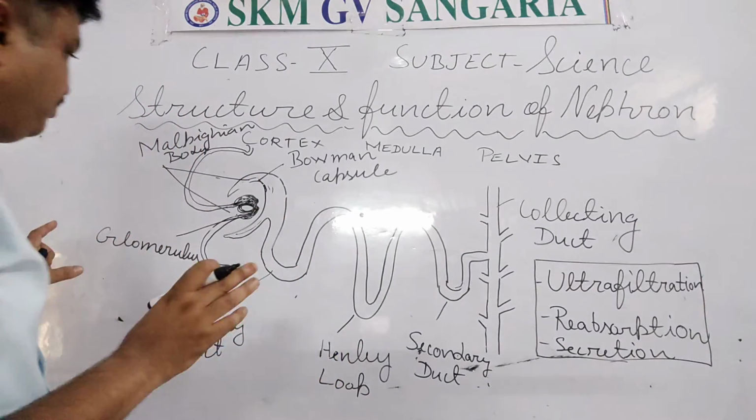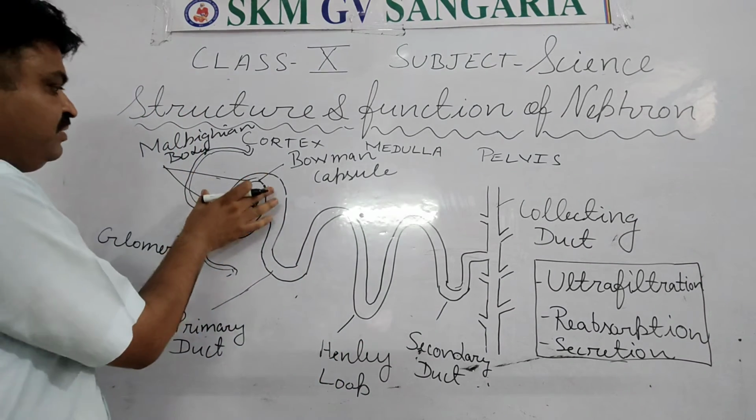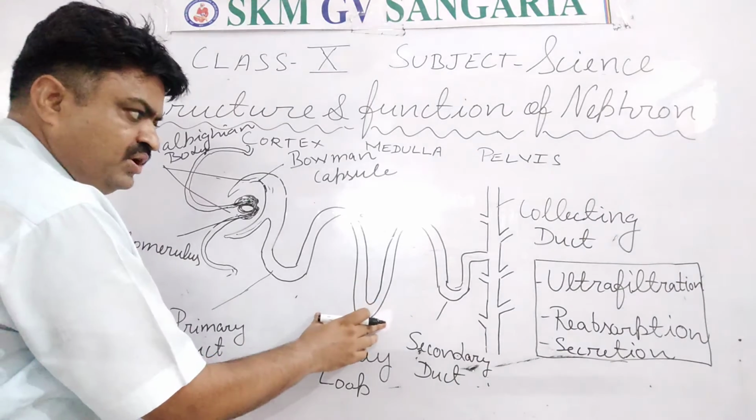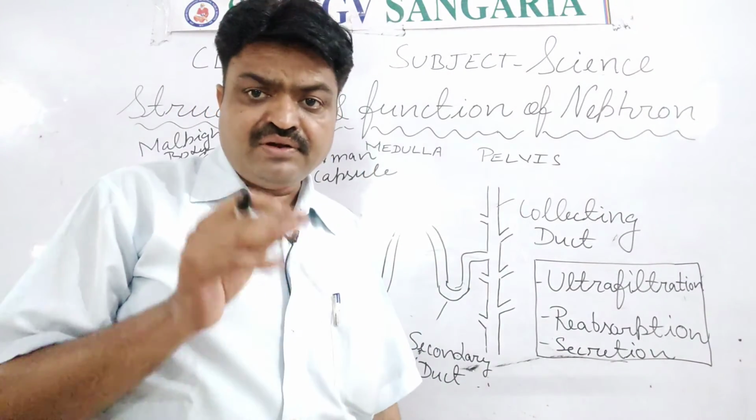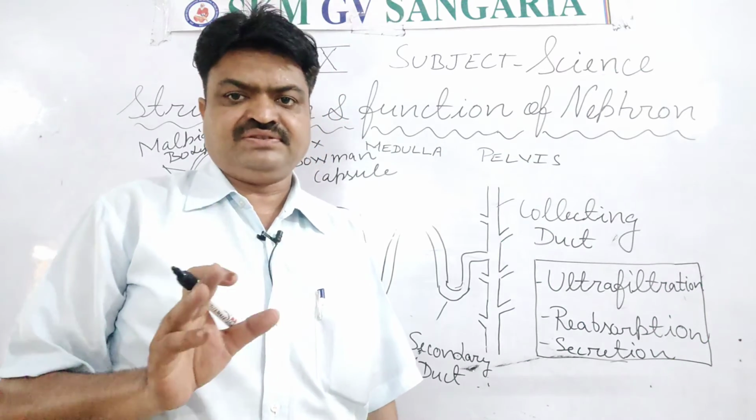So there are three important parts. First is the Malpighian body, second is the tubular body, third is the collecting body. So these are the three important parts. Now all these parts have different functions.